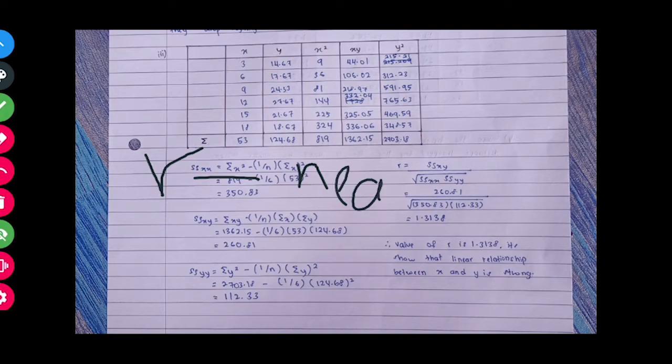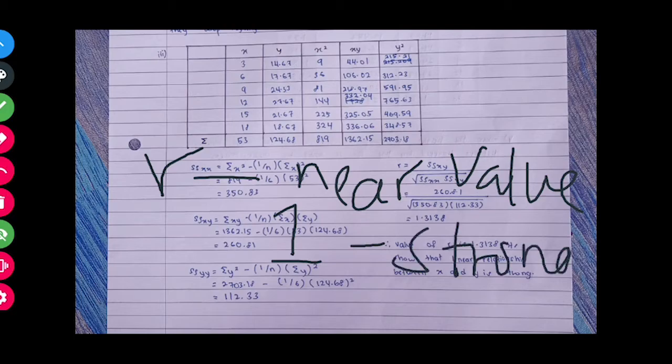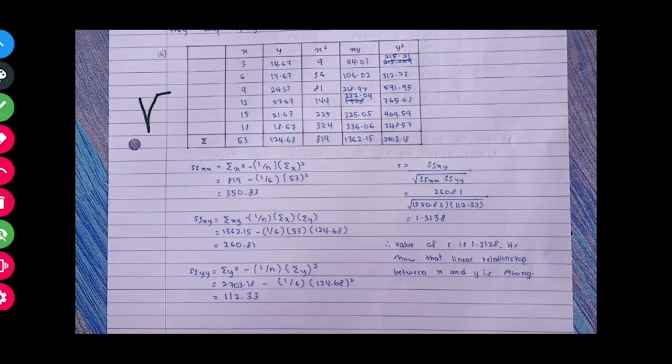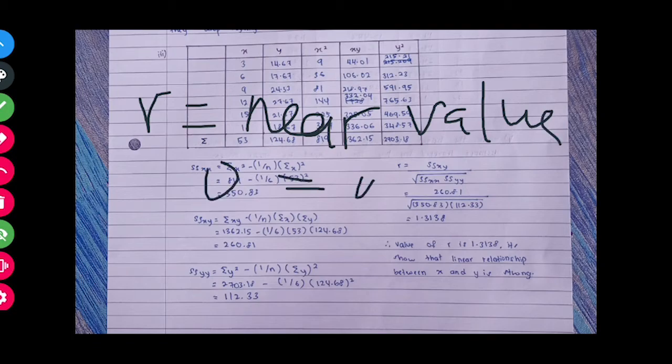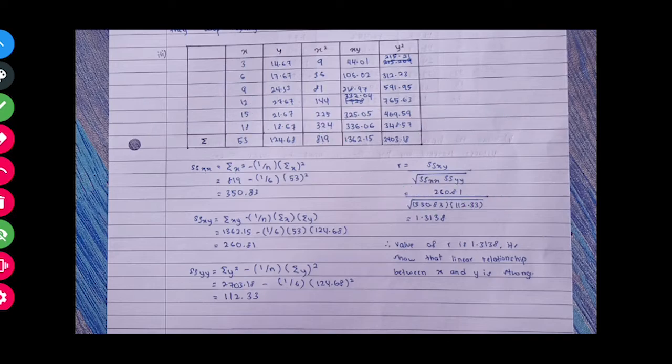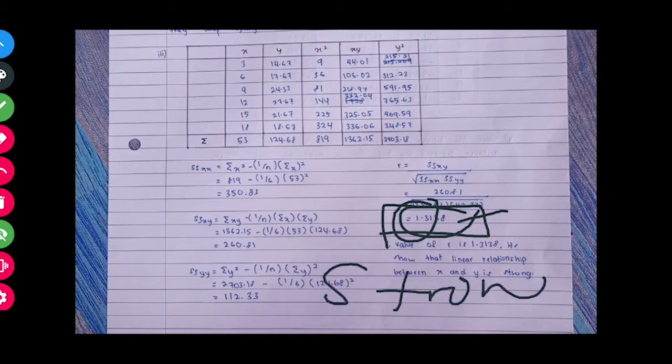Okay, here is the explanation about R. When R is near value 1, it is strong linear. When R is near value 0, it is weak linear. So from the data, the value we get is 1.3138, so it's near to 1 and it is strong linear. Okay.